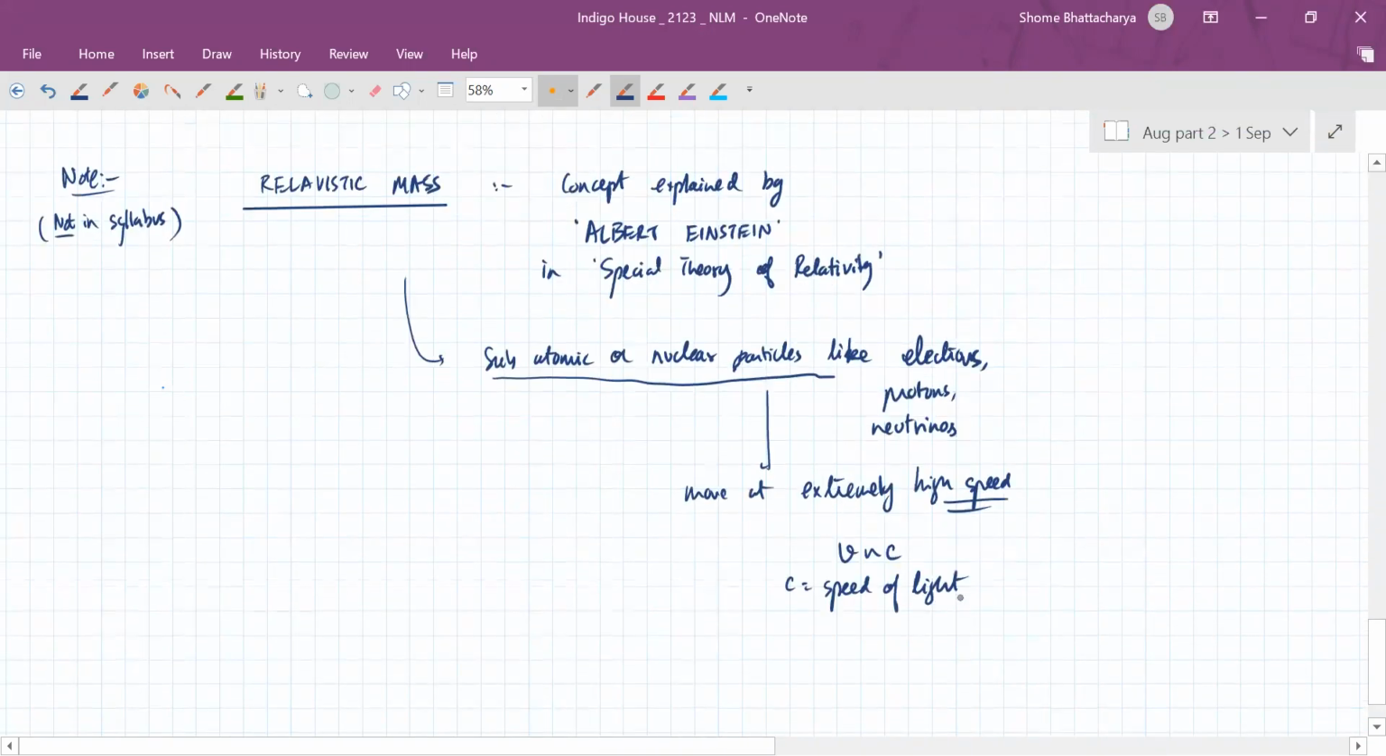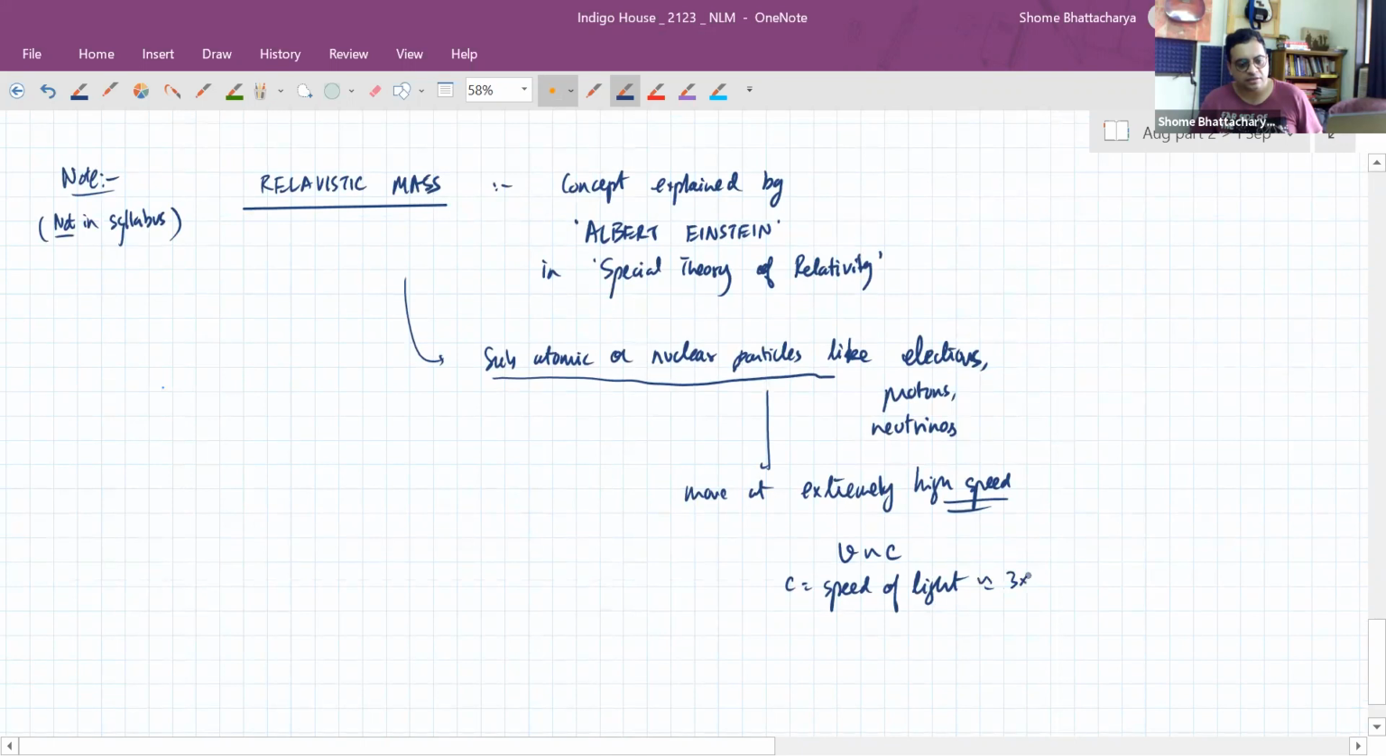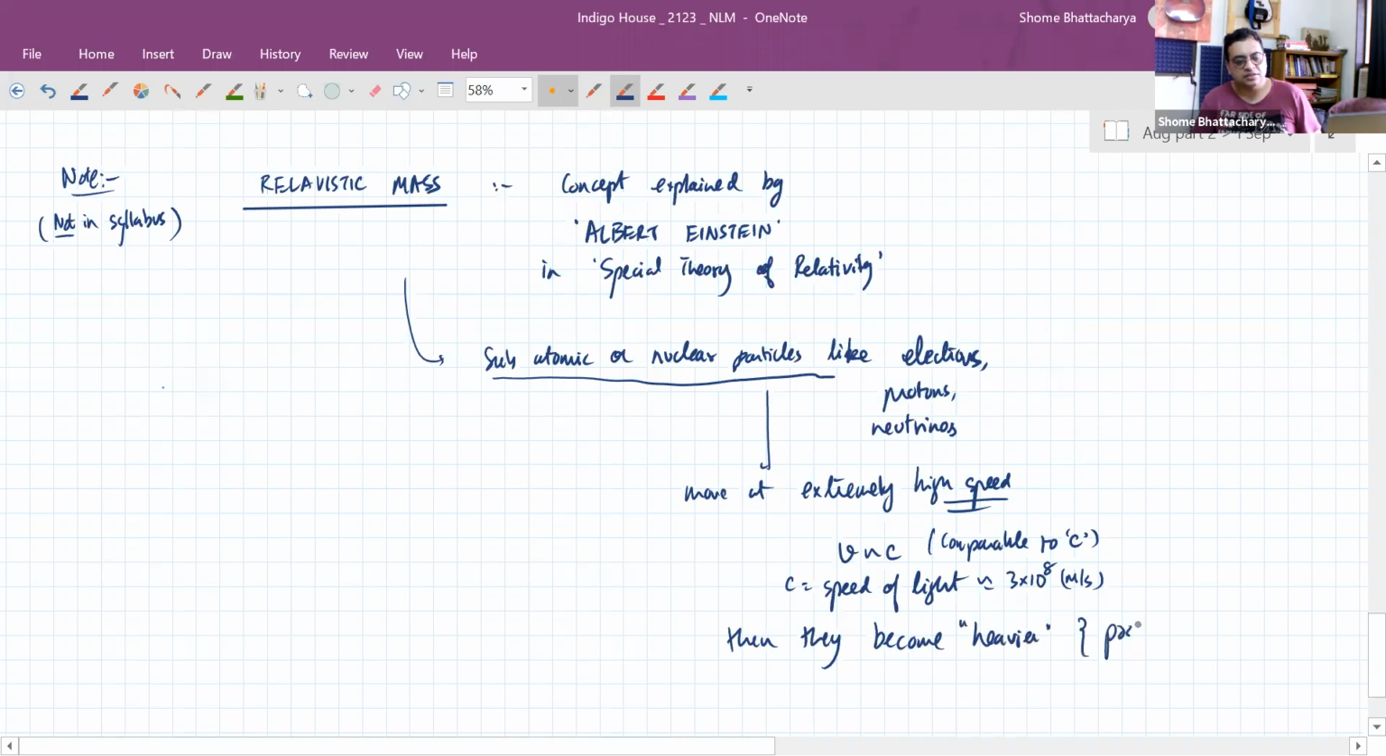It is approximately 3 lakh kilometers per second, or 3 into 10 raised to 8 meters per second. So when such particles move at speeds comparable to the speed of light, comparable to c, then they become heavy. They become heavier, and therefore they possess very large energy.